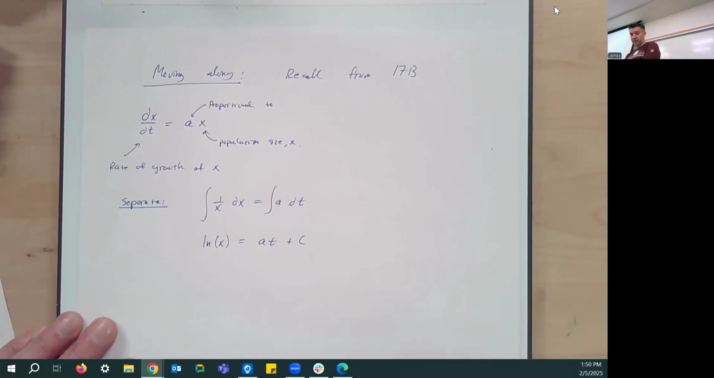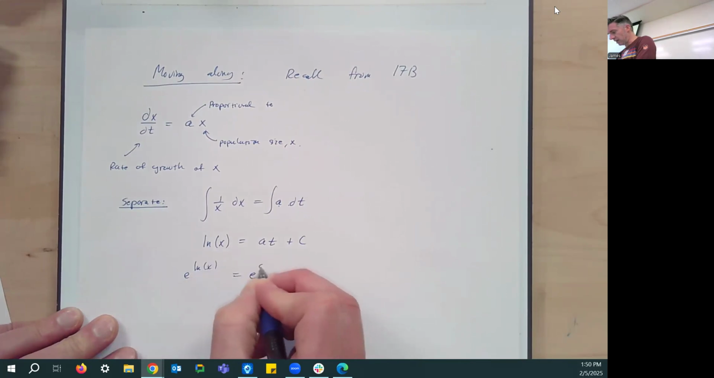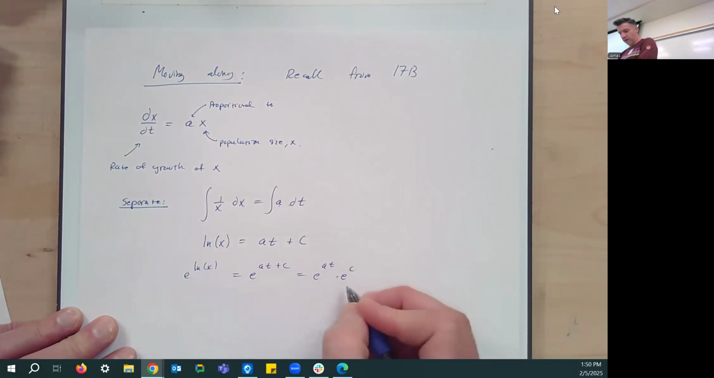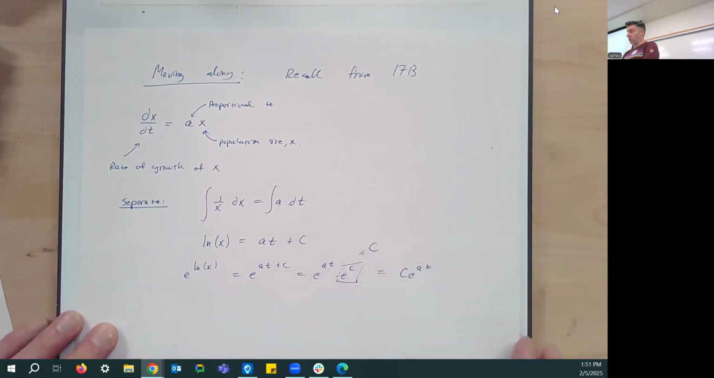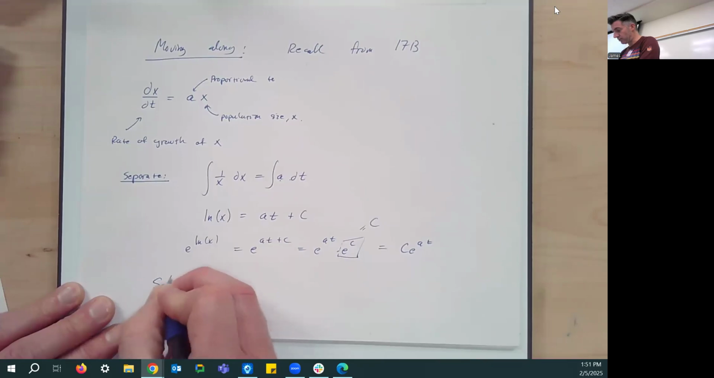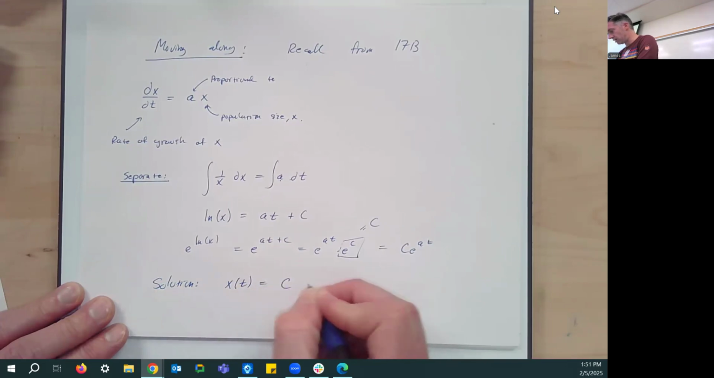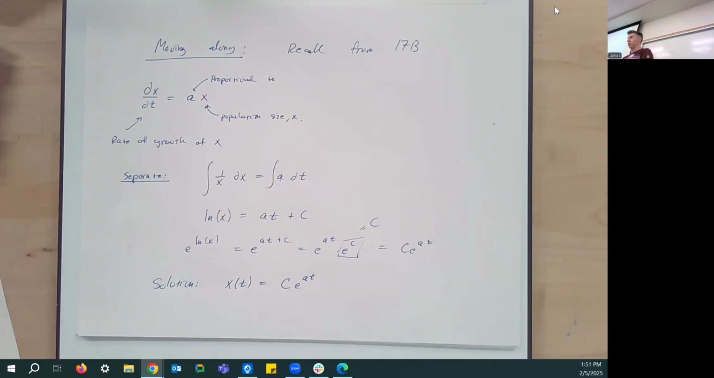We're going to solve for x. So e to the natural log of x is equal to e to the at plus c, which is e to the at times e to the c. We're just going to call that a new constant, which we usually call c. So we have c e to the at. So our solution to this differential equation is x as a function of time equals some constant times e to the at. And if you were given an initial condition, you could find the constant c.